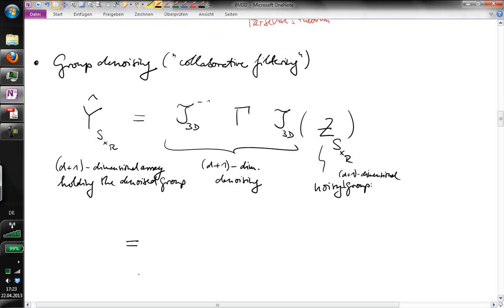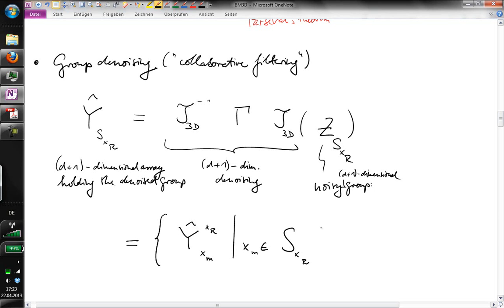And we need a little more notation. This denoised group is a collection of all the patches in that group. And these patches are, after the denoising operation, also called y hat. Now we have a superscript xr and the subscript xm, where xm is in this set.